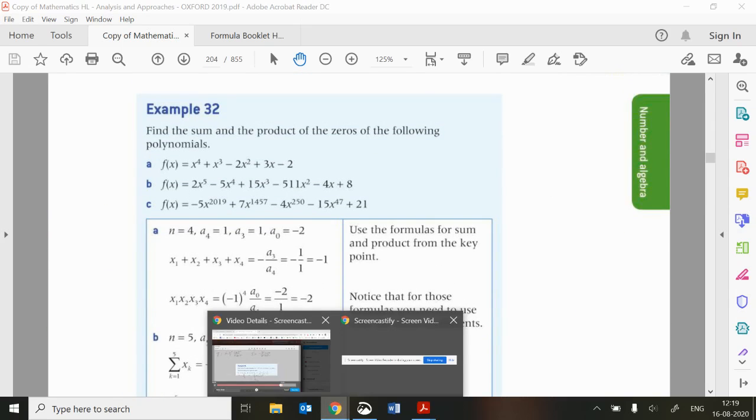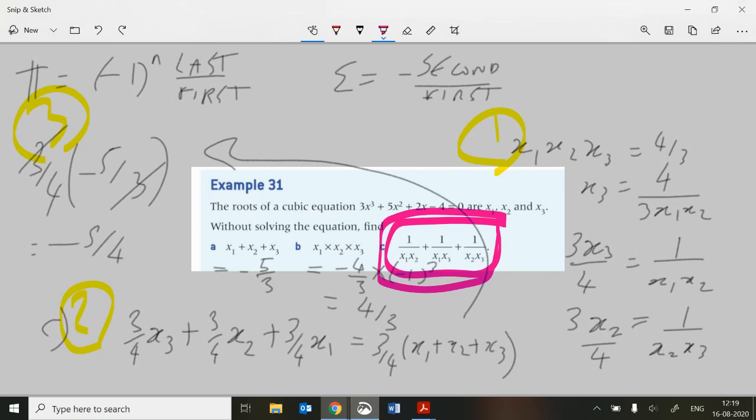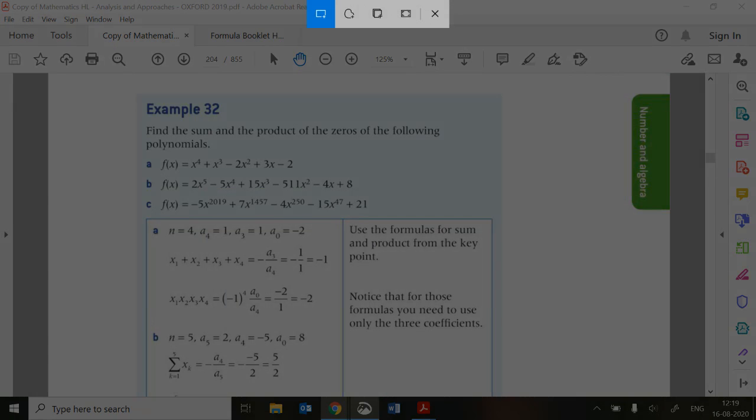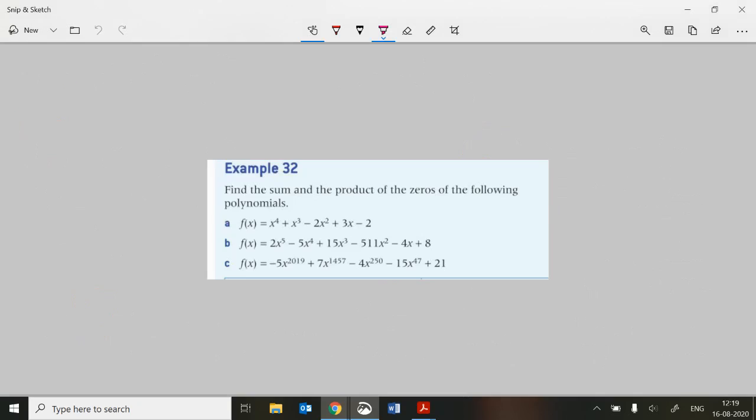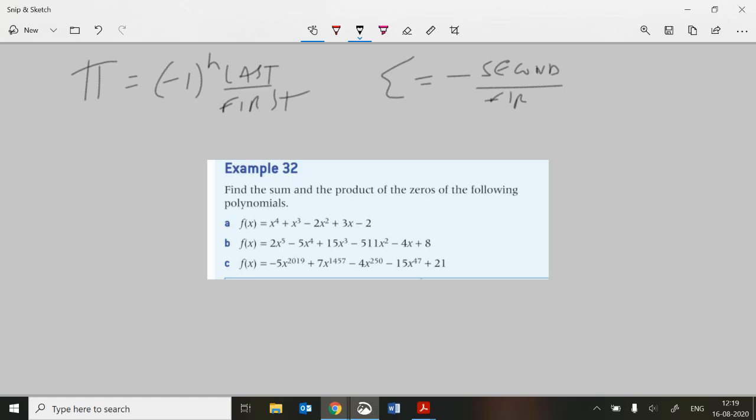So example 32, let's just take this one. Okay, so it says find the sum and product of the zeros of the following polynomials. And again, I'm just going to write down for my own understanding or my own satisfaction here. I'm just going to put down that the product is minus 1 to the power of n, and we've got our last divided by our first, and we've got the summation is equal to minus the second over the first. Okay, so for part A, finding the sum and the product of the zeros in the following polynomial.